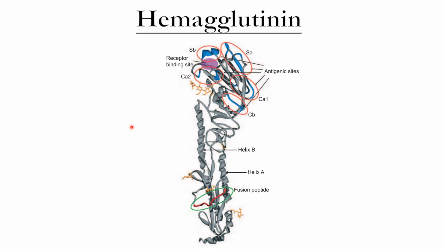The major features of the structure are a long fibrous stem, which is made up of a triple-stranded coil of alpha helices derived from the three HA2 parts of the molecule, helix A and helix B, and the globular head, which is made up of three identical domains whose sequences are derived from the HA1 portions of the three monomers.